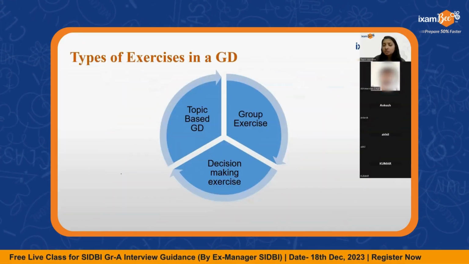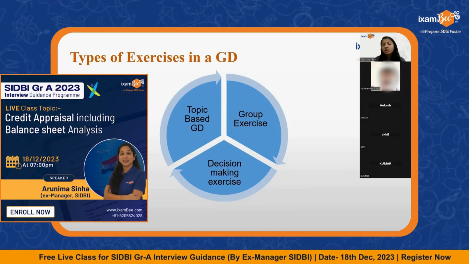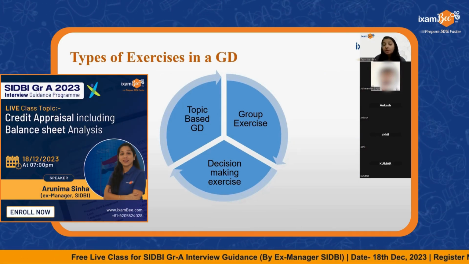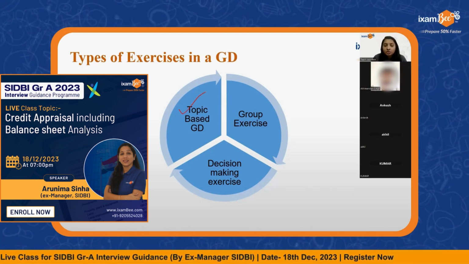There are about 3 types of exercises in a group discussion. One is a topic-based group discussion, another is a group exercise, and the third is a decision-making exercise. The most common type is topic-based discussion, which is usually there in a group discussion.